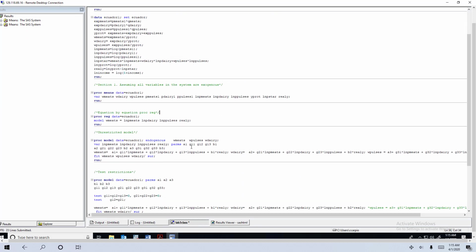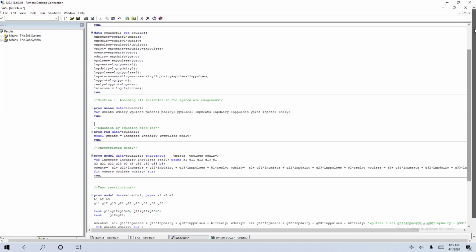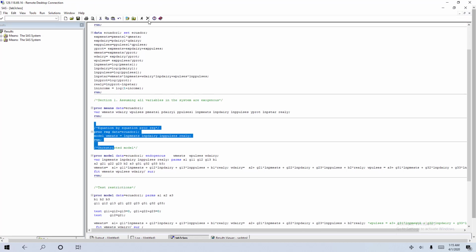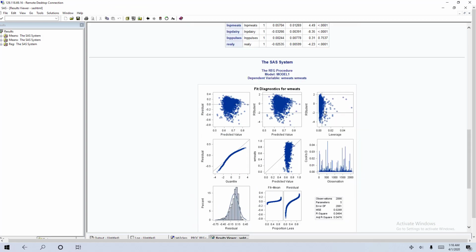Okay, so now let's go with the lab. So remember, we had 3 equations. So this is a demand system. So one way to go about doing it is we could estimate each equation separately. So we have the share for meats as a function of the price of meats, price of dairy, price of pulses, and real total expenditures. We can write that. I mean, that's nothing new. I think that's the first question that I have in the lab.